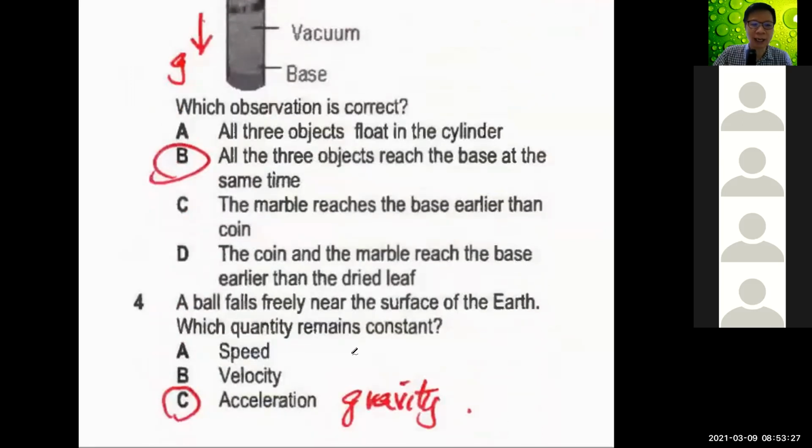Okay, number 4 now. The answer is gravity. A ball falls freely near the surface of the Earth. The one that will remain constant is the acceleration. Why is it acceleration? Because gravity actually is an acceleration. That's why we say gravitational acceleration. Actually, the gravity, 9.81 meter per second square, is the acceleration.